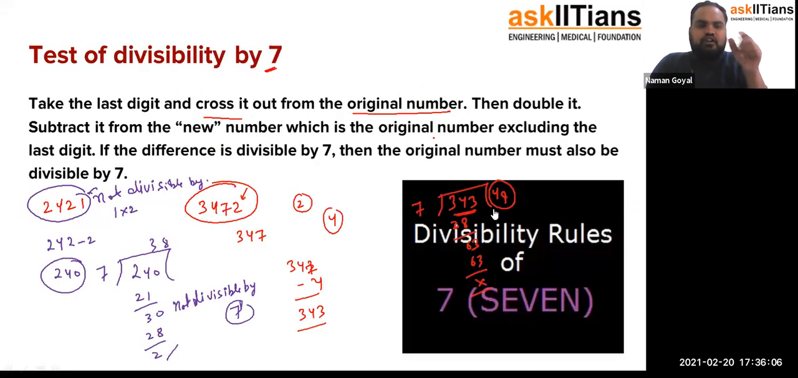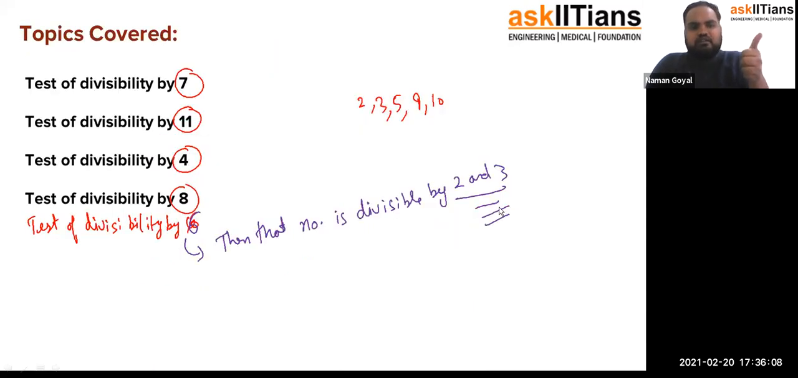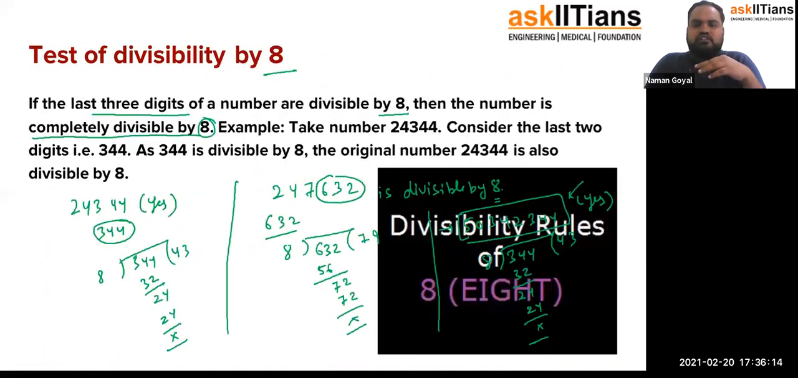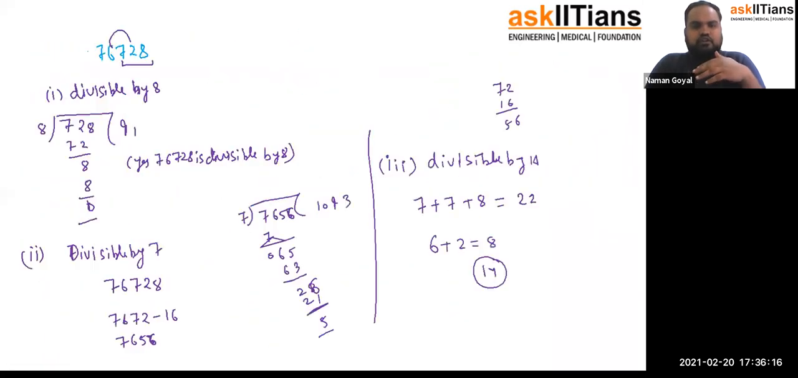Okay, so we learned about divisibility by 7, divisibility by 11, divisibility by 4, divisibility by 8, and divisibility by 6. Okay, so now the chapter is completed. You can do questions from your book or any other source.